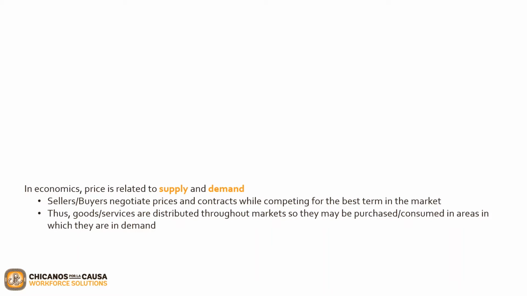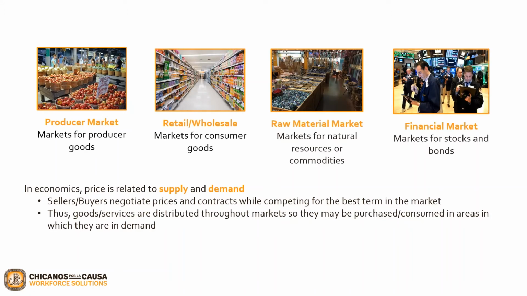Some of our most popular markets are: producer market, a market for producer goods such as produce, like a farmer's market. Retail or wholesale, a market for consumer goods like your local grocery store. Raw material market, a market for natural resources or commodities such as a gem store. Financial market, a market for stocks and bonds like Wall Street.